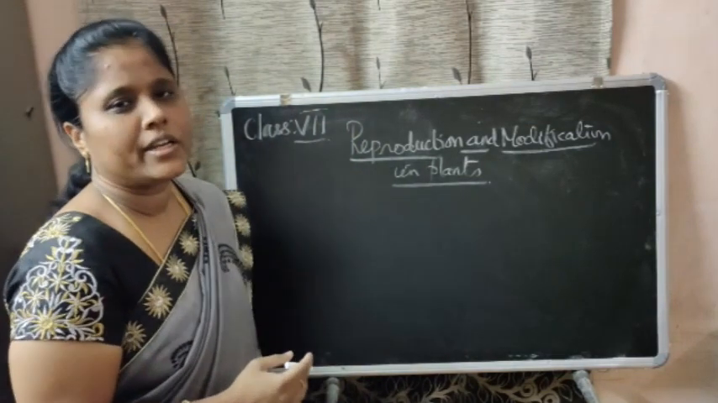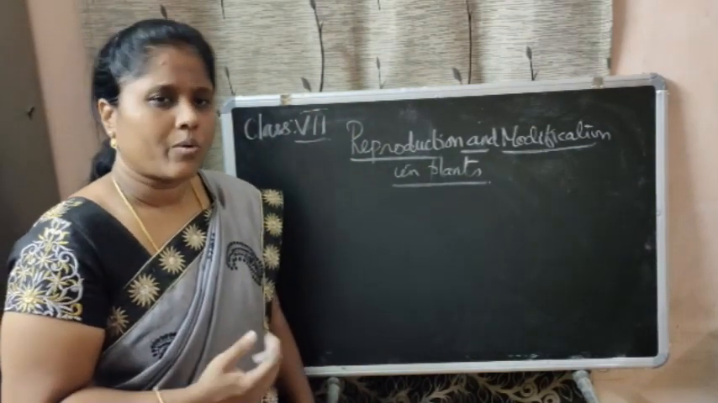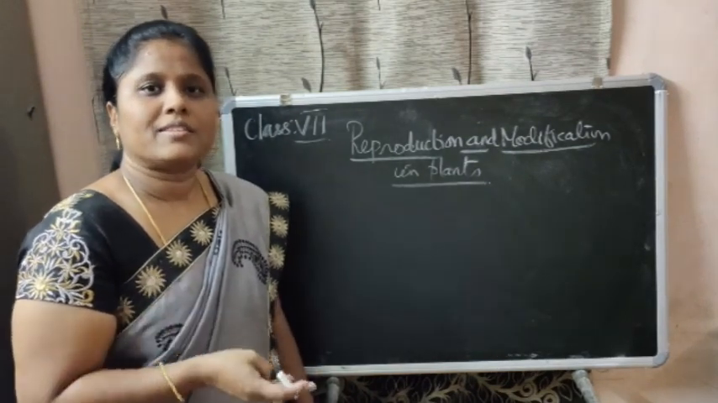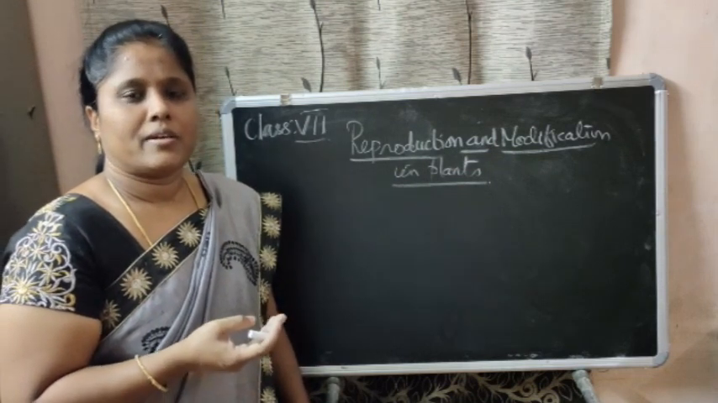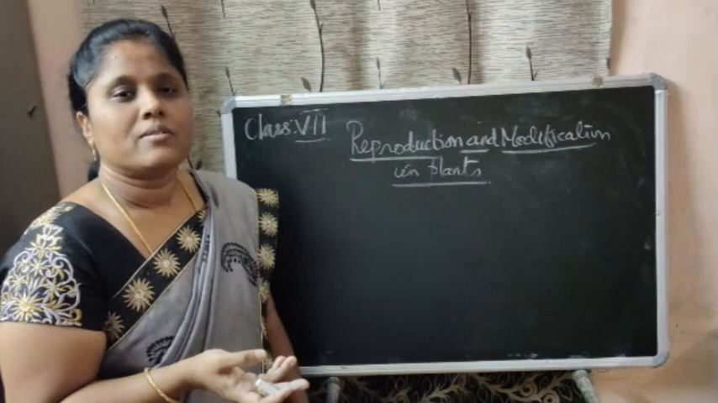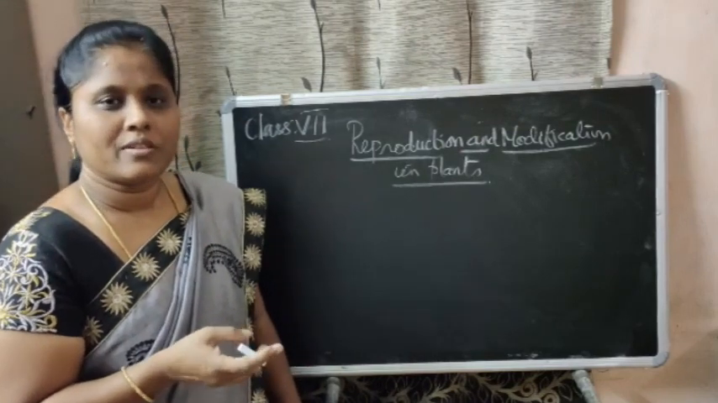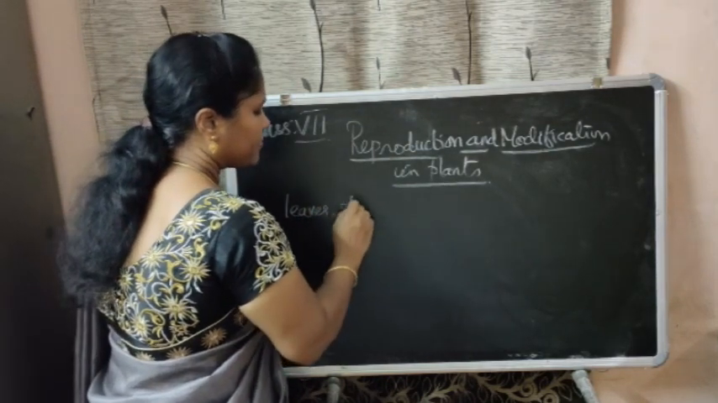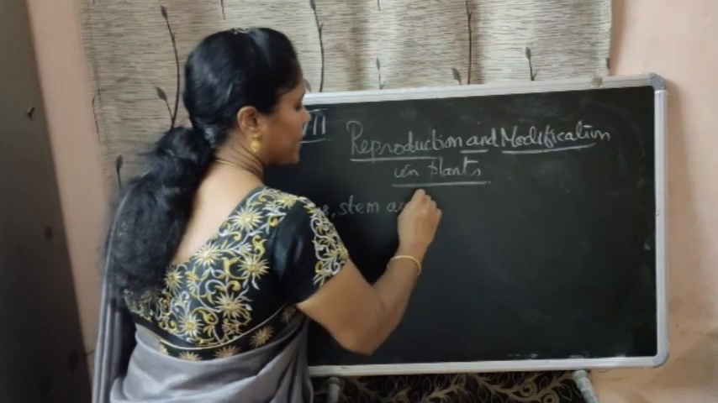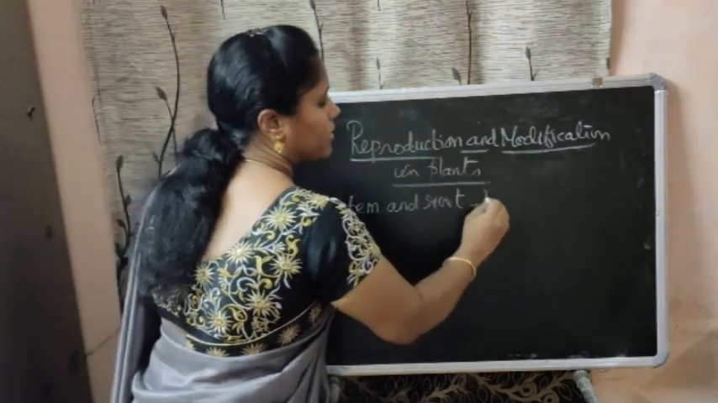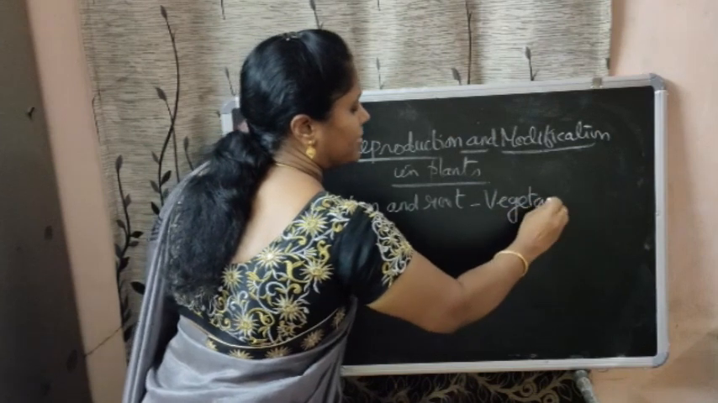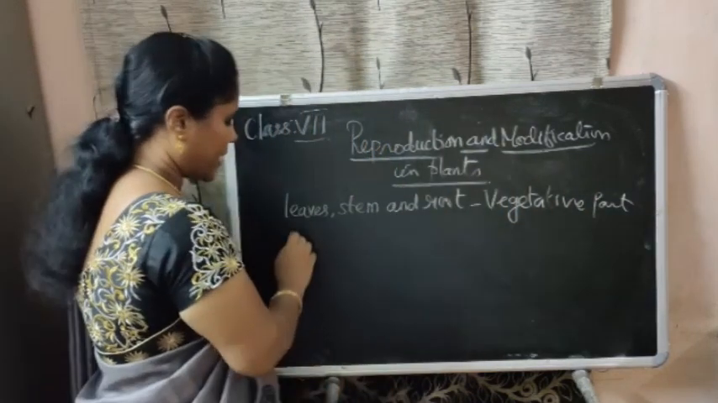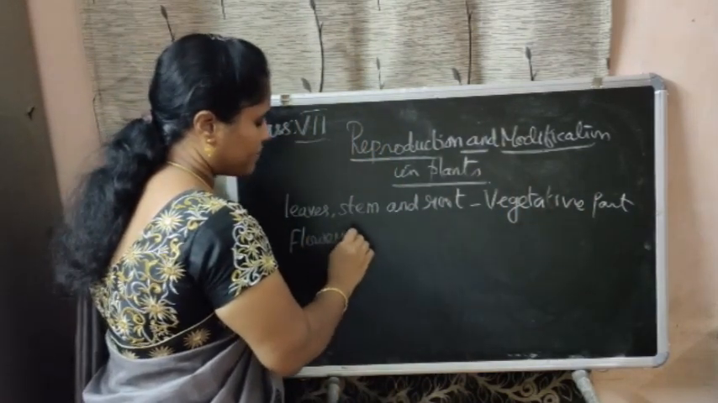So already you have learnt in your lower classes the parts of the plants. What are the parts of the plants? You have studied that the parts of the plants include stem, leaves, root, flower, seeds, fruits. Here the leaves, stem and root form the vegetative part of the plant.